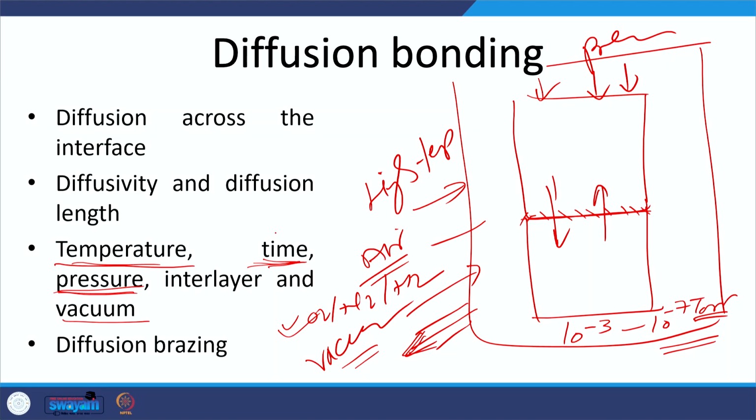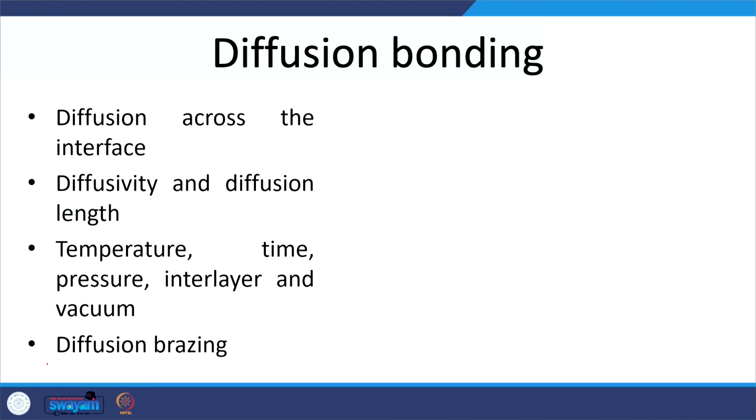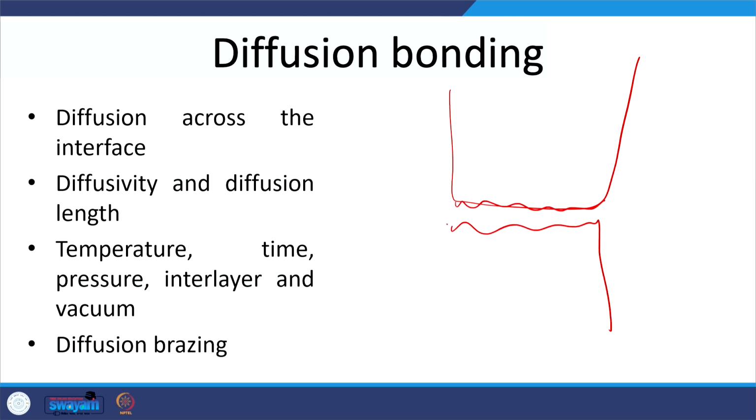Sometimes, if we are not in a position to realize a very low surface finish, the surfaces have irregularities on both sides, and we are not in a position to realize very low surface roughness and very good surface finish. Then what we do sometimes is use an interlayer which is a very soft and thin layer of a material which is compatible with both the components.